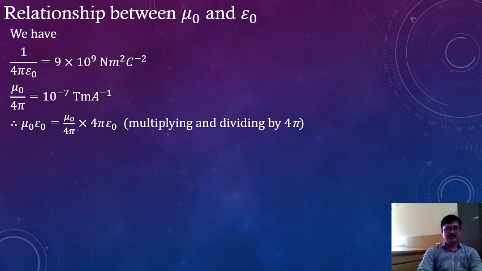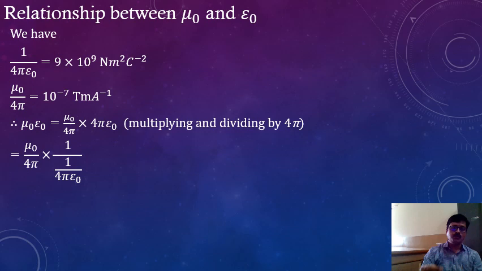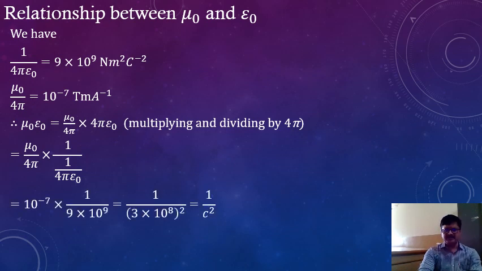Okay. So now our next job is quite simple. Since we have written it as mu naught by 4 pi into 4 pi epsilon naught, in the next step what we'll do is mu naught by 4 pi into 1 divided by 1 by 4 pi epsilon naught, because 4 pi epsilon naught is 1 divided by 1 by 4 pi epsilon naught, correct? So that adjustment we have made here. Then we will substitute their values, very simple: 10 raised to minus 7 into 1 by 9 into 10 raised to 9, and this works out to be 1 by 9 into 10 raised to 16, and I am writing it as 3 into 10 raised to 8 whole square, as you can make it out.